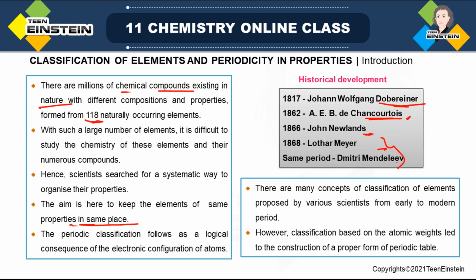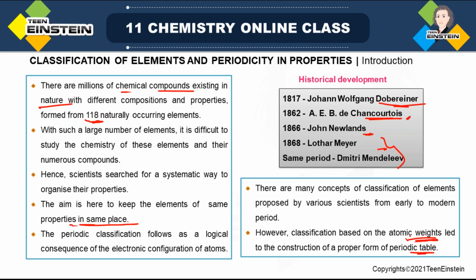So classification based on atomic weight led to the construction of a proper form of periodic table. Atomic weight, starting from hydrogen, gradually increases, so we can do the classification based on atomic weight. This is the primary idea for the development of the periodic table, though the modern periodic table, the latest one that we use, is obviously not based on atomic weight. But how it started, obviously, was based on the atomic weight of the elements. So first we'll see Dobereiner's triad.